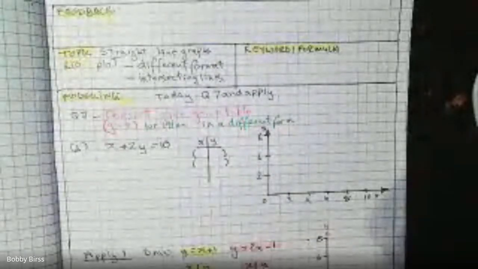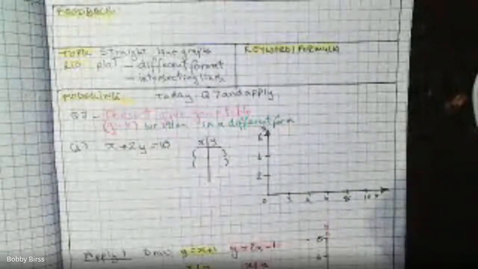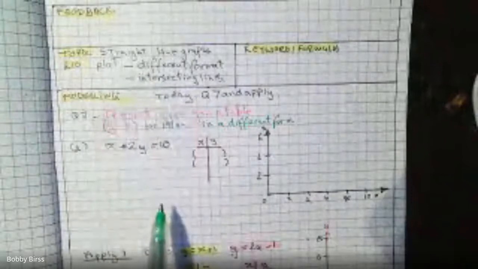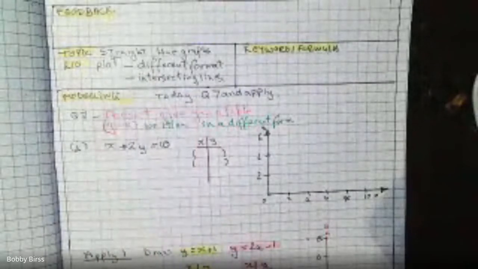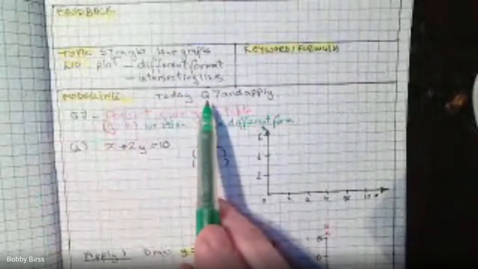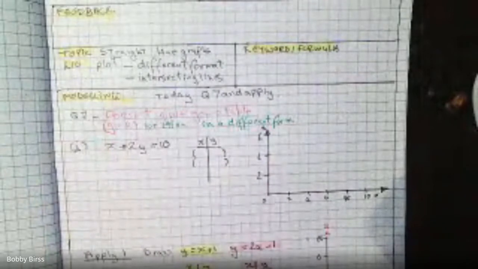On from the one we did last time round, which you were working relatively well at. Attempting straight line graphs. Now this time round, we're going to be plotting straight line graphs, but some of them are going to be in a slightly different format. So what I'm expecting you to try and do by the end of the lesson is start off at question 7 and move on to the apply section. Okay.